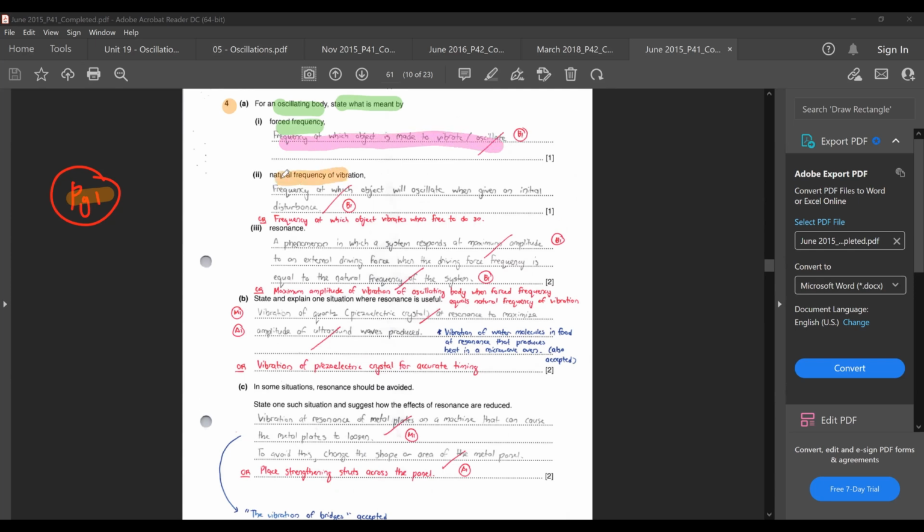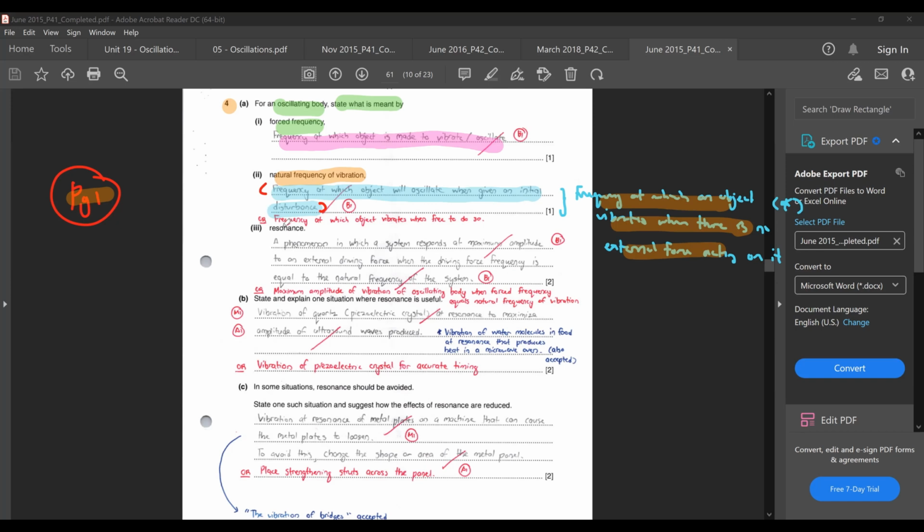State, what is meant by natural frequency of vibration? So I mentioned that it is actually the frequency at which an object will oscillate when given an initial disturbance, or you can always just say frequency at which an object vibrates when there is no external force acting on it. This one is by far the best definition to use because this one always seems to occur inside your marking scheme.